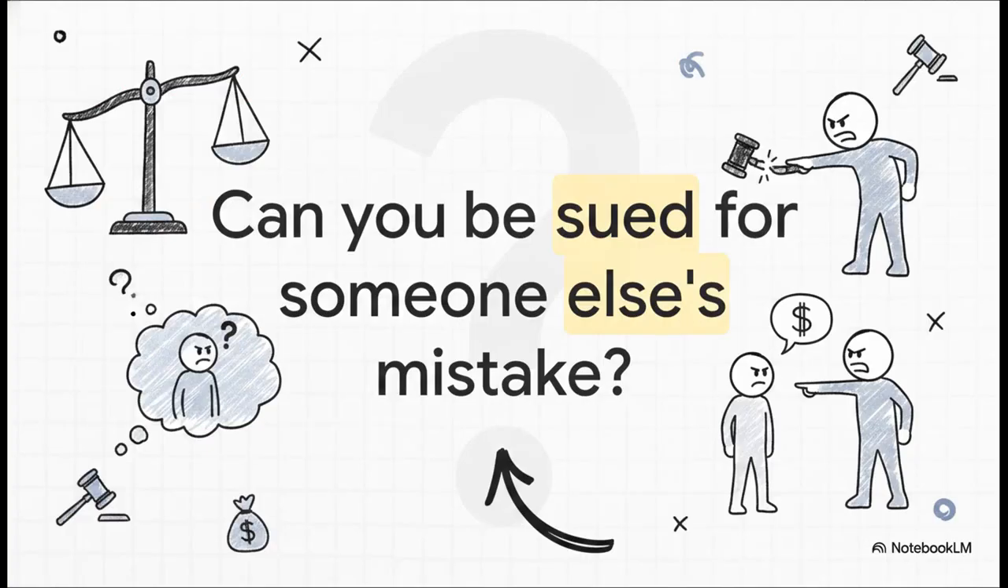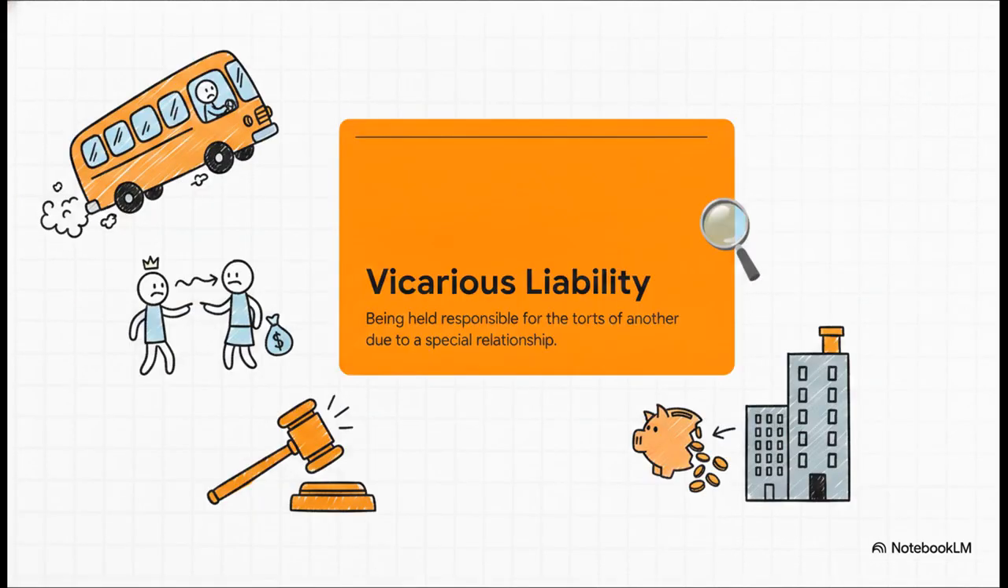Honestly, just think about this question for a second. Can you actually be sued and forced to pay out of pocket for a mistake that somebody else made? At first glance, that sounds completely unfair, doesn't it? Well, spoiler alert, under the law of torts, the answer is sometimes a resounding yes. And that brings us right into vicarious liability.